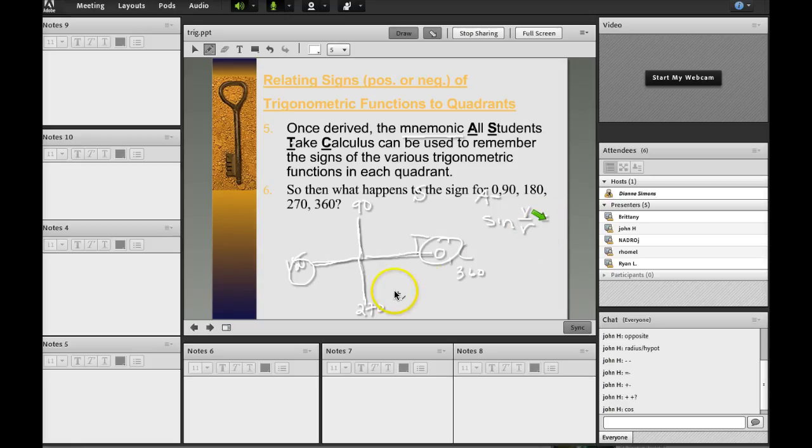Focus, Jordan. Look, right here. What's your y value when your angle is 0 or 360? If your y value is 0, 0 over any number is 0. So your sine is 0. What about 180? 0. What about 90?